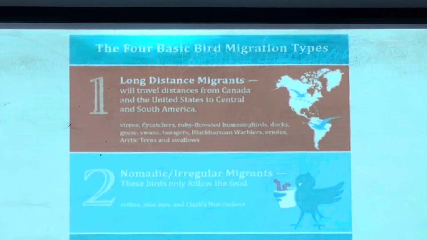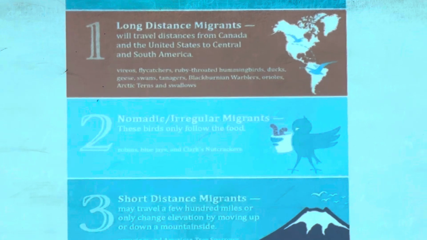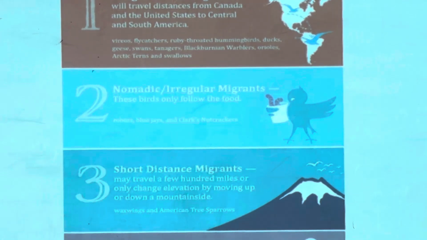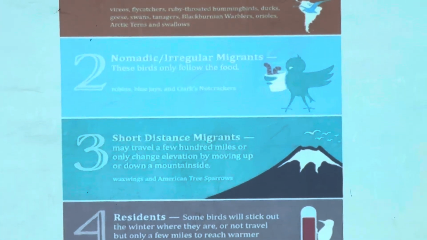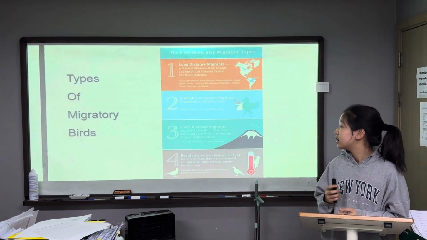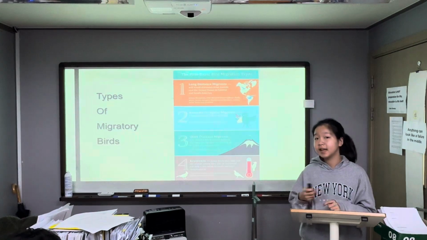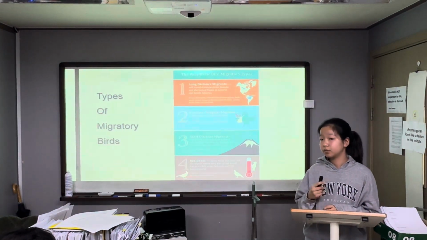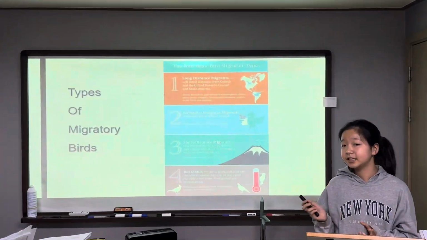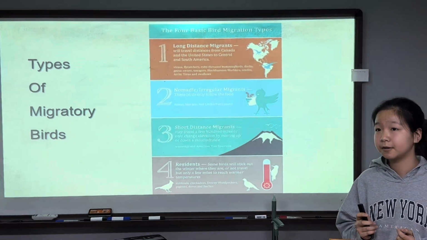Next is nomadic irregular migrants. These birds just follow food, so if they don't have much food left for winter, they migrate. And if they don't, they don't. So if they find a good food source, they might become residents. And third, short distance migrants. These birds just go up and down the mountain or migrate a few hundred miles. And finally, residents, who just stick where they are right now, or sometimes move a few miles for warmer temperatures.